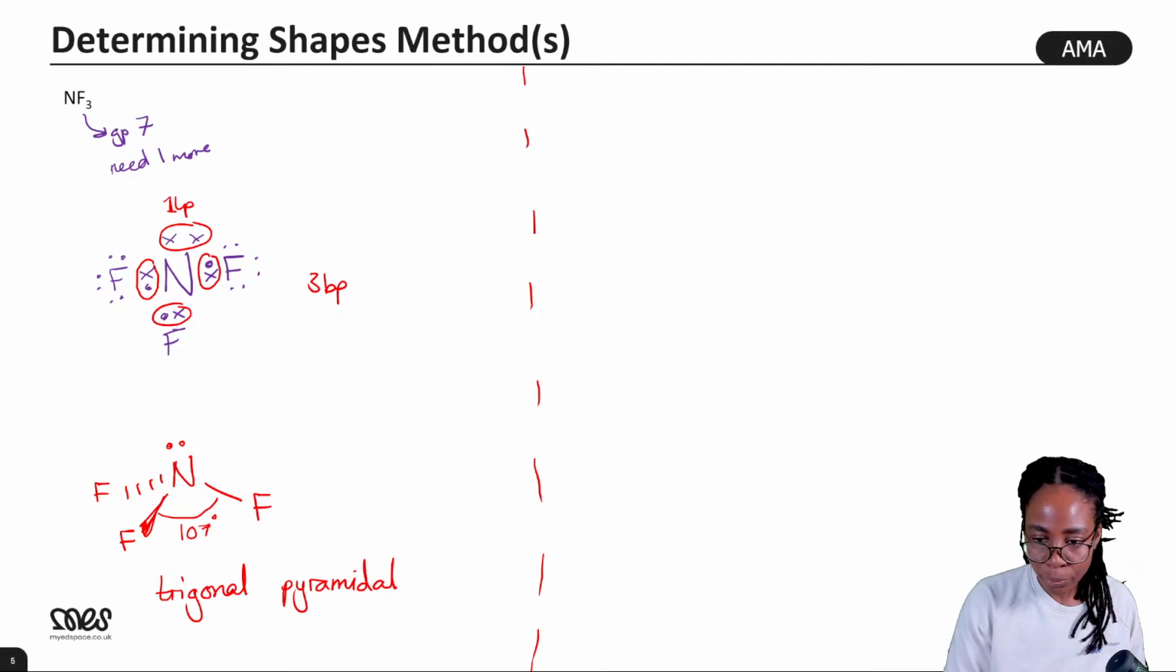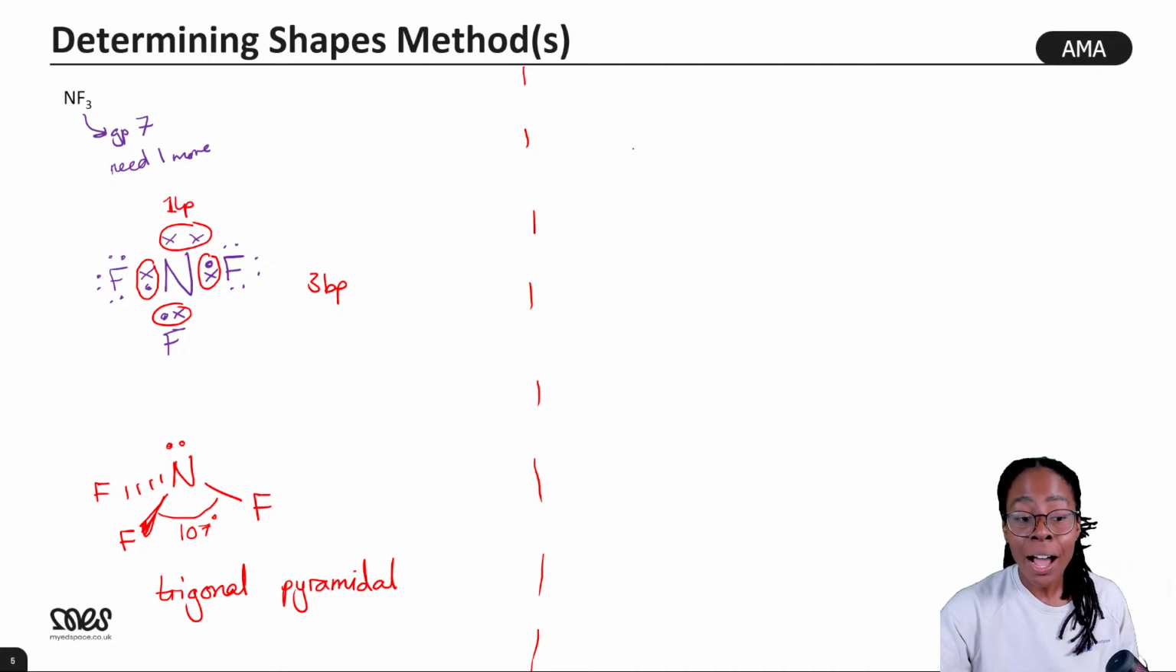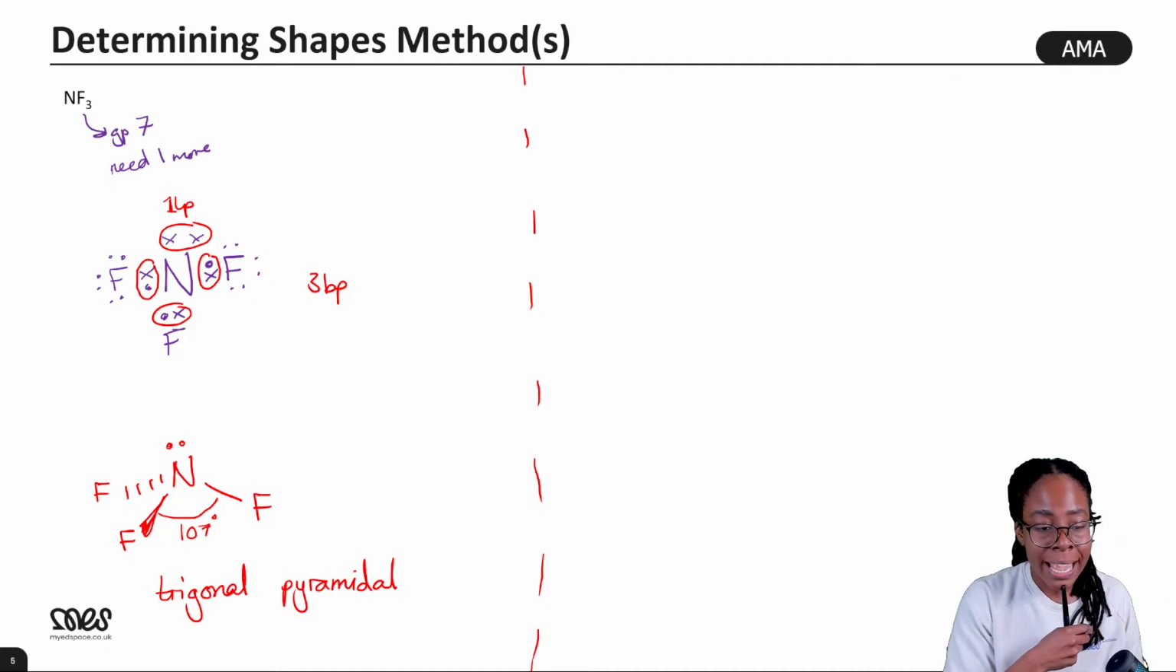Now, the other method, which is just like counting, so you don't need to draw the dot and cross, you can figure out how many bonding pairs and how many lone pairs there are.